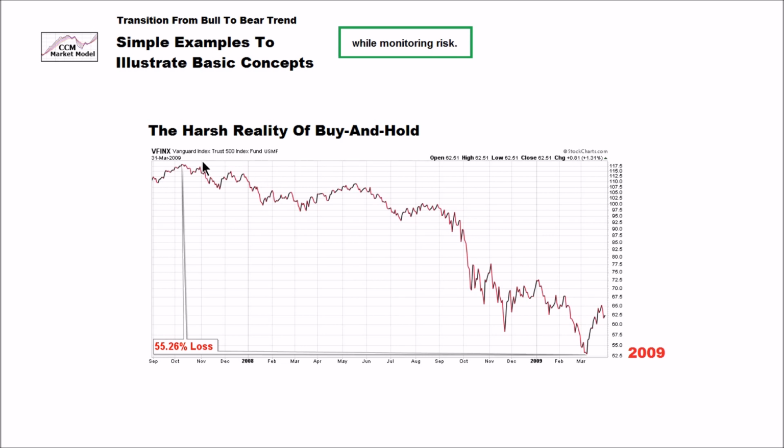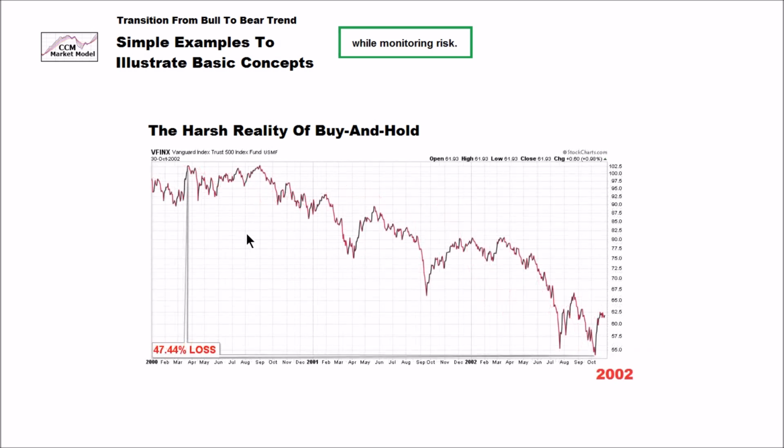This is the Vanguard Index 500 fund. It lost 55.26% from point A to point B during the financial crisis. And if you have no way to monitor and manage risk, it can get very, very difficult to sleep at night during a bear market. In the dot-com bust, the same low-cost buy and hold Vanguard Index 500 mutual fund between point A and point B lost almost 48% of its value.